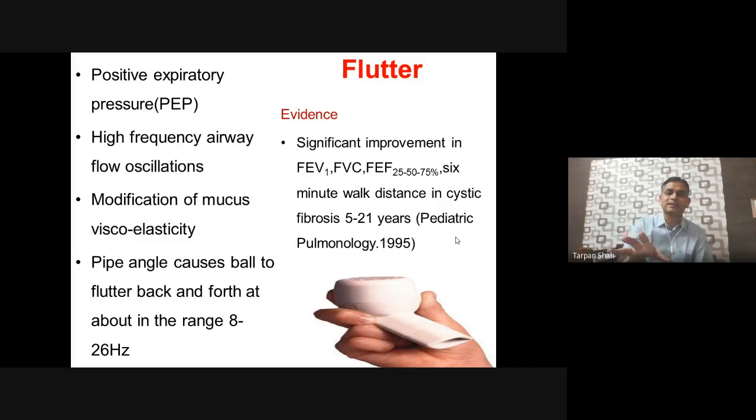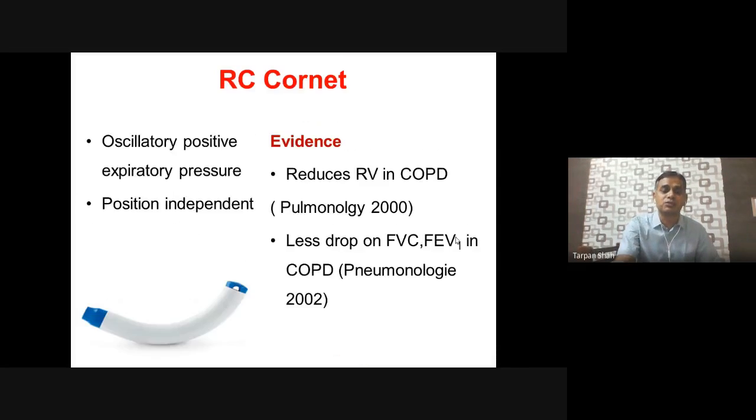These cystic fibrosis cases are very commonly seen in the Western population. In the Indian population, we see very few cases of cystic fibrosis. And you need to remember about alpha 1 antitrypsin deficiency and the sweat chloride test when you talk about cystic fibrosis. So this flutter device is useful. RC Cornet reduces the residual volume in COPD. That means the amount of air remaining in the lung can itself be reduced, and there will be less drop in FVC and FEV1 in the COPD patient.